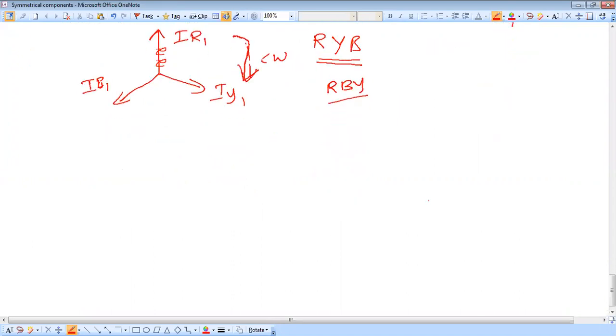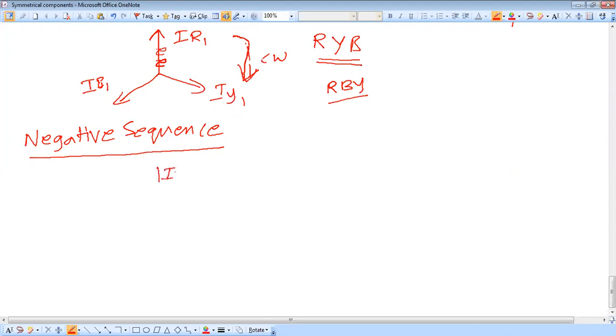Next I am going to explain the negative sequence component. This sequence is also a balanced component. All the sequence components of a balanced system are balanced components. Therefore, it also satisfies the balanced system condition. That is, the magnitude of IR2 should be equal to the magnitude of IY2, which should be equal to the magnitude of IB2.